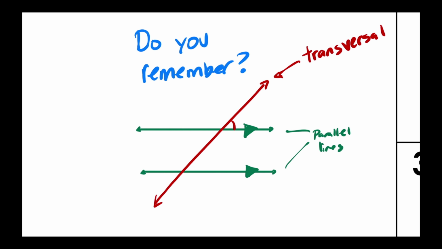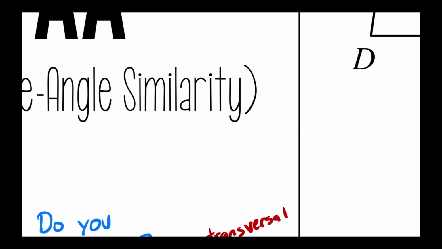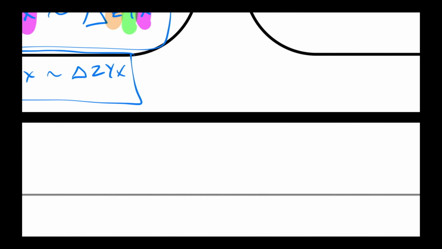You're also going to need to remember that alternate interior angles are congruent. These angles that are on opposite sides but on the inside are also congruent. Those are the most common ones you're going to do, corresponding and alternate interior. Okay, you're going to have to remember that. Oh, I have a question. Ooh, great question. Somebody has a question about this up here.